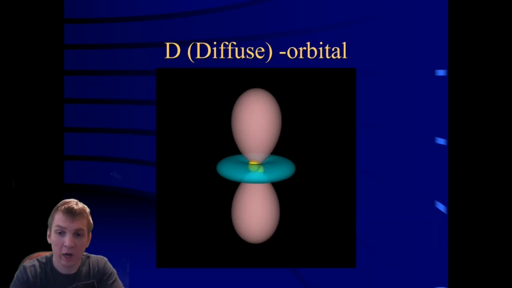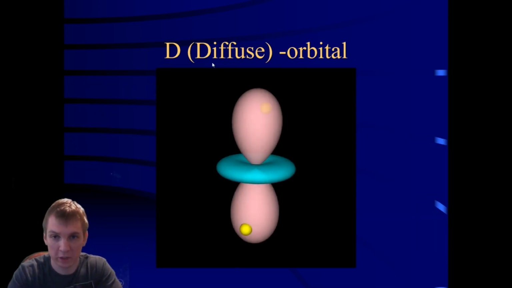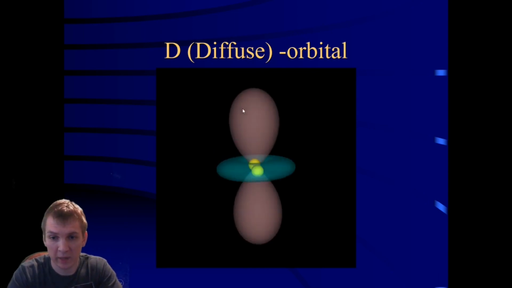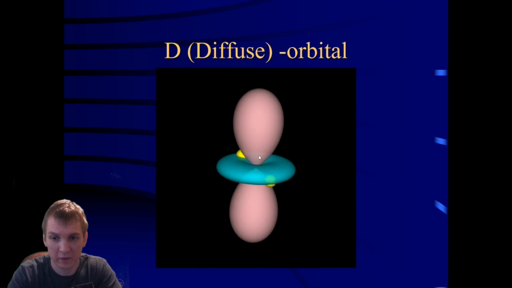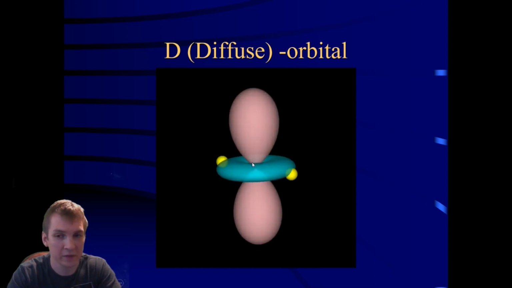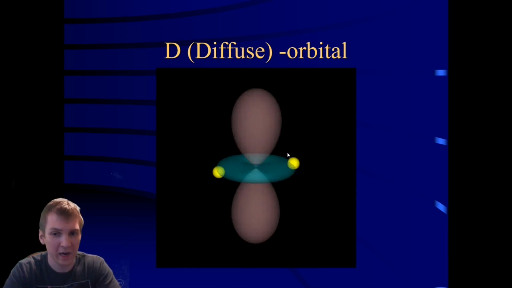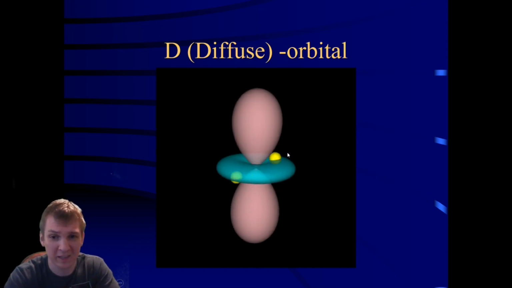You can have even more complex orbitals like this d orbital, which stands for diffuse, and this is where the electrons are not only spinning in the figure 8, but they're also spinning around in this loop around the center. So this is a d orbital. There's actually a lot of different shapes for the d orbitals, and it gets very complex.